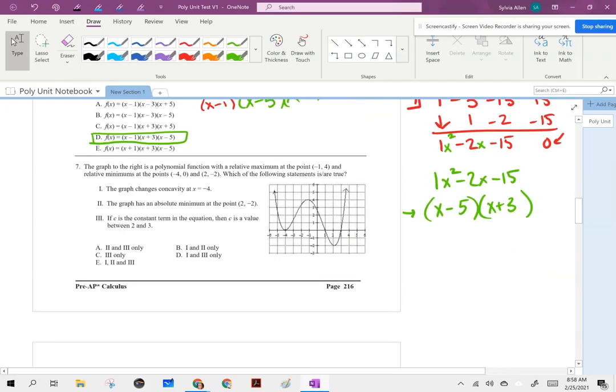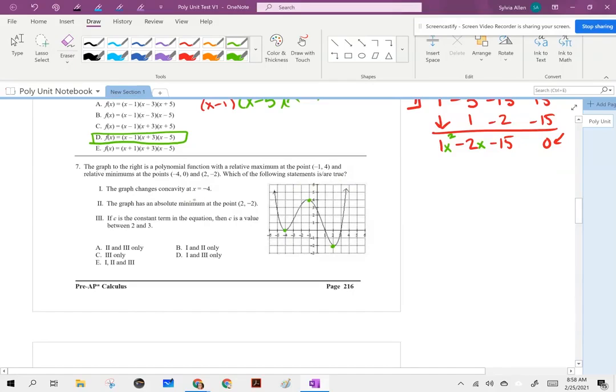Let's take a look at 7. The graph to the right is a polynomial function with a relative maximum at the point negative 1, 4, and relative minimums at the points negative 4, 0, and 2, negative 2. Which of the following statements is or are true?